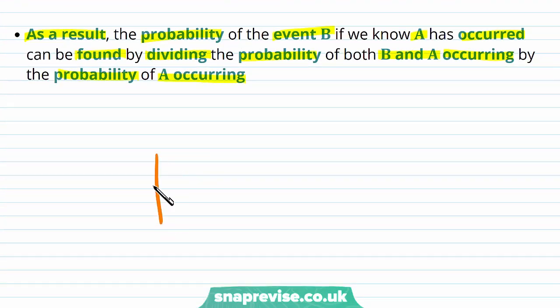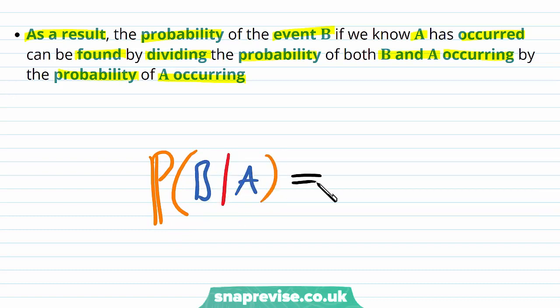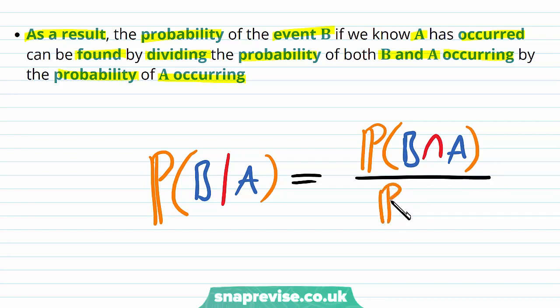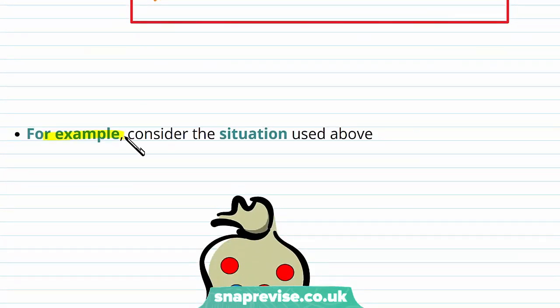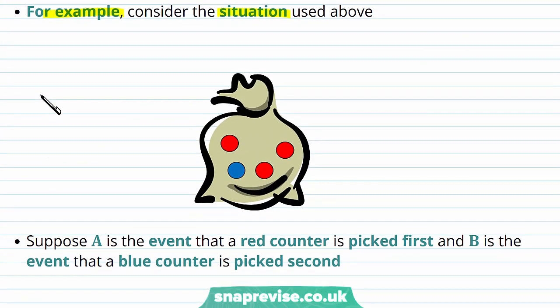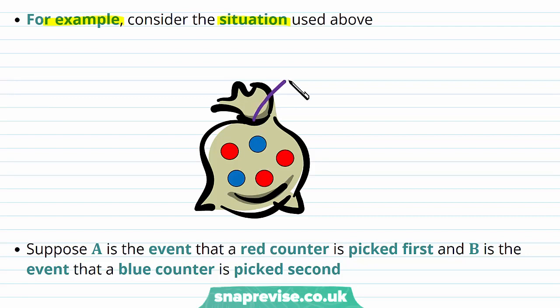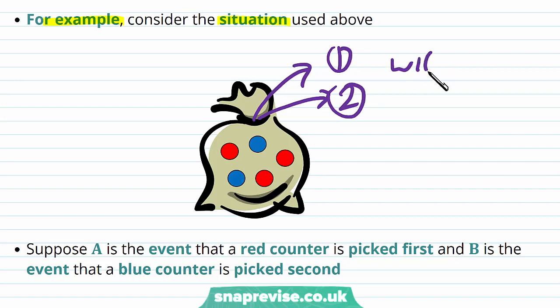So we get that the probability of the event B given A is equal to the probability of the event B intersection A divided by the probability of specifically the event A, due to the description we gave above. For example, consider the situation used above. We're looking to take two counters from this bag, but specifically without replacement.